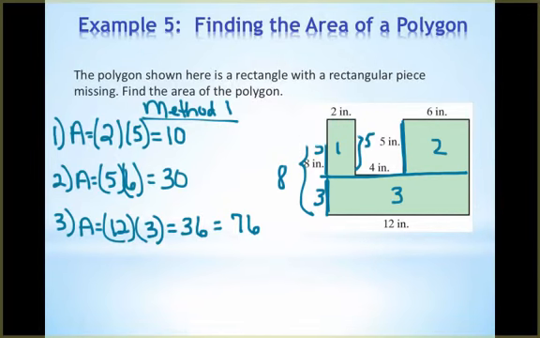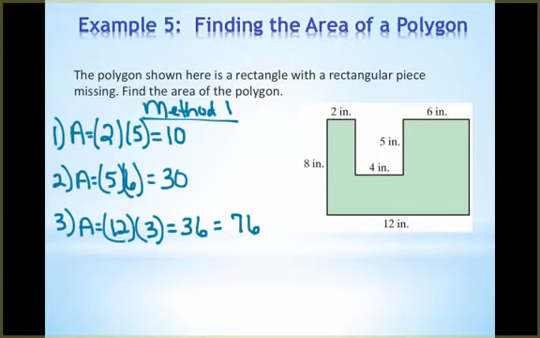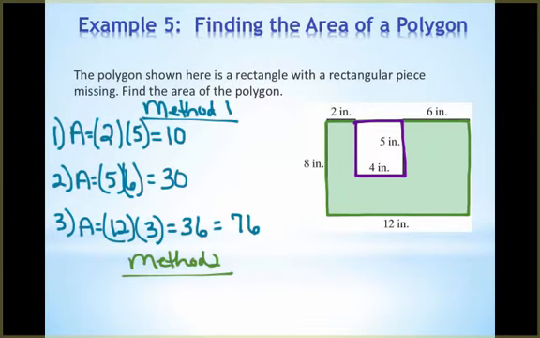Now, another way I can do this is rather than add areas, I can also do this problem by subtracting areas. What I can do is think of this as one big rectangle with this smaller rectangle cut out of it. So I can do this problem as a subtraction problem. So let's look at the area. This will be method 2. What we'll see is we get the same area.